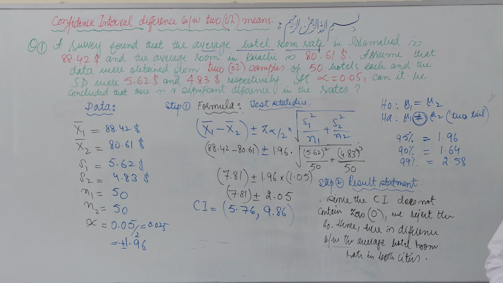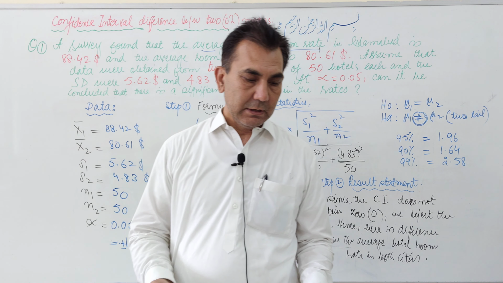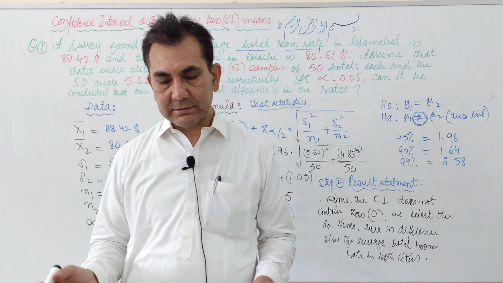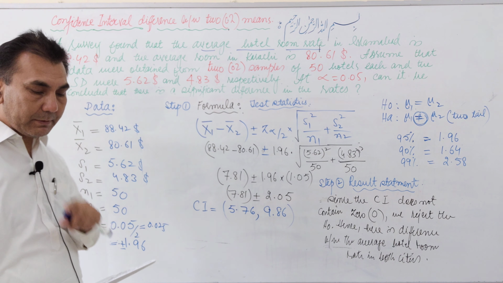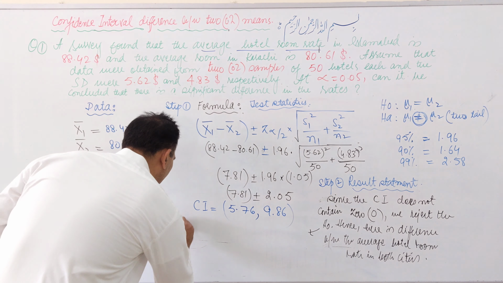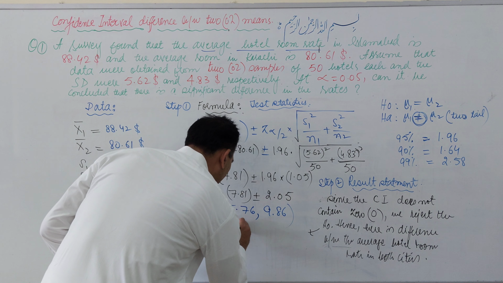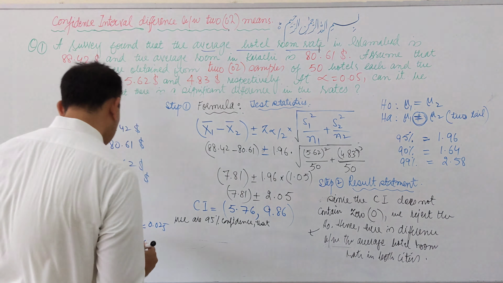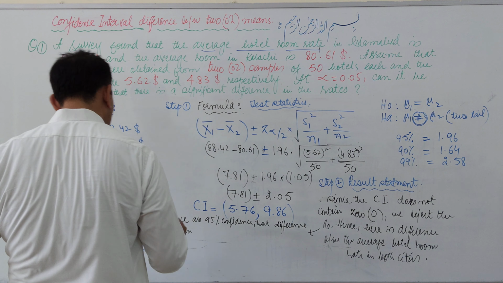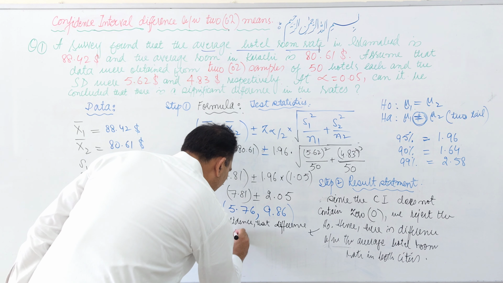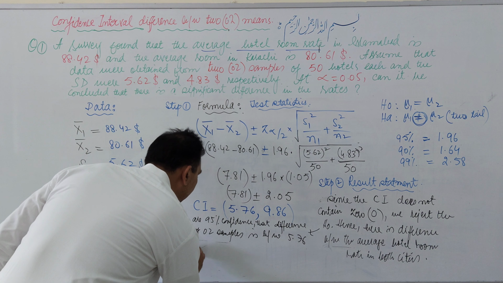Or you can write another way. We are 95% confident that the difference of the means of the two samples is between 5.76 and 9.86 US dollars. We can write it another way: we are 95% confident that the difference of means of two samples is between 5.76 and 9.86 US dollars.